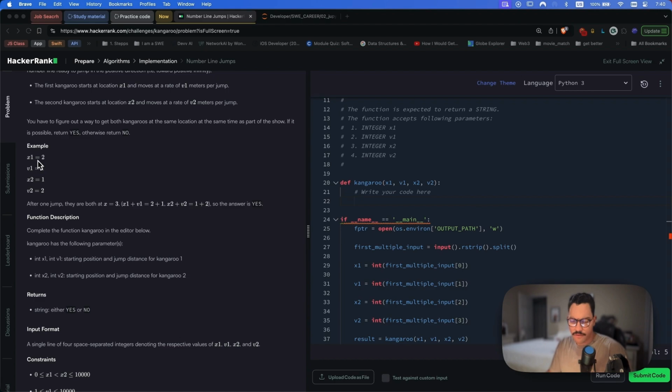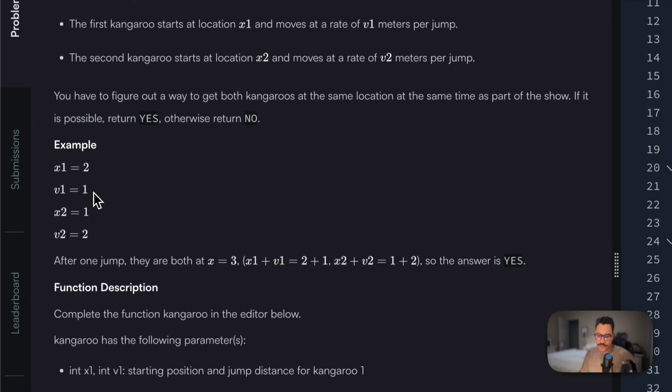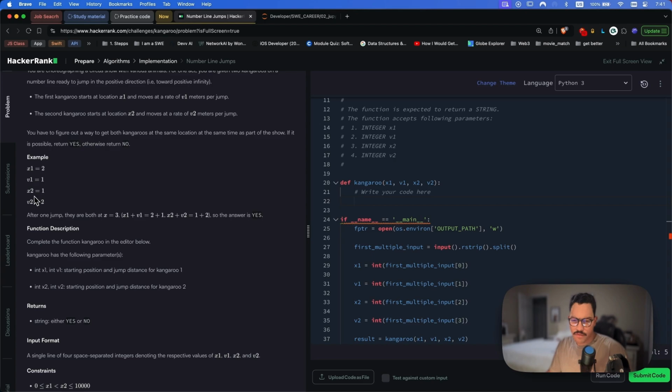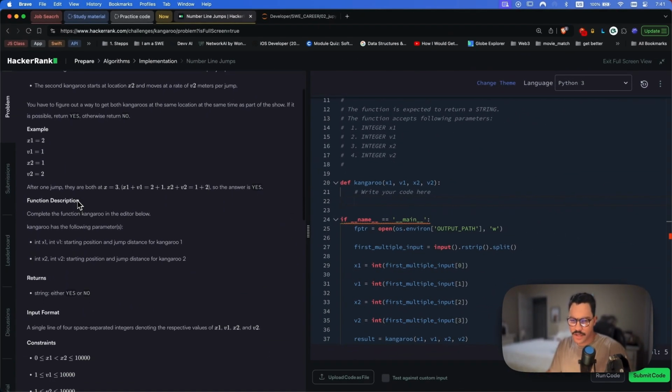In the example, they give x1, the location of the first kangaroo, the velocity or jump rate of the first kangaroo, the location of the second kangaroo, and the velocity of the second kangaroo. After one jump, they're both at x equals 3. They add the velocity plus the location: 2 plus 1 equals 3, and the sum of the other also equals 3. So the answer is yes.